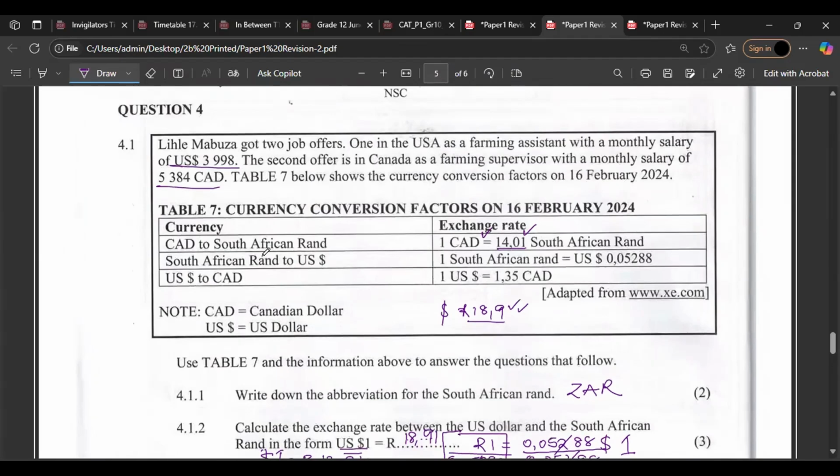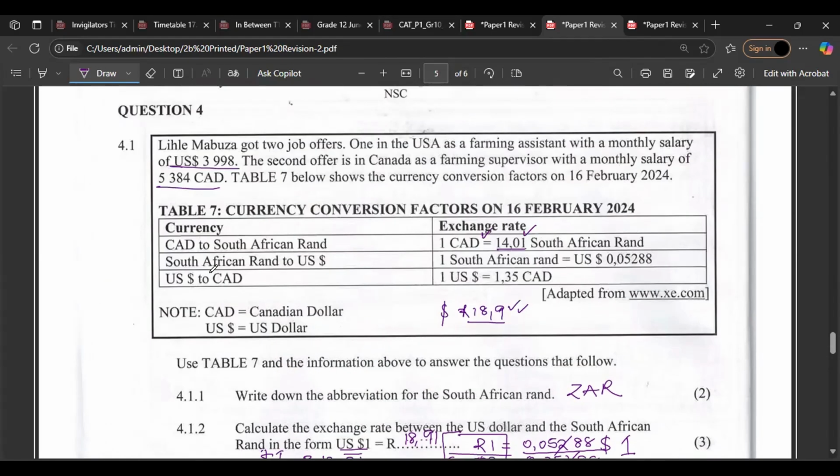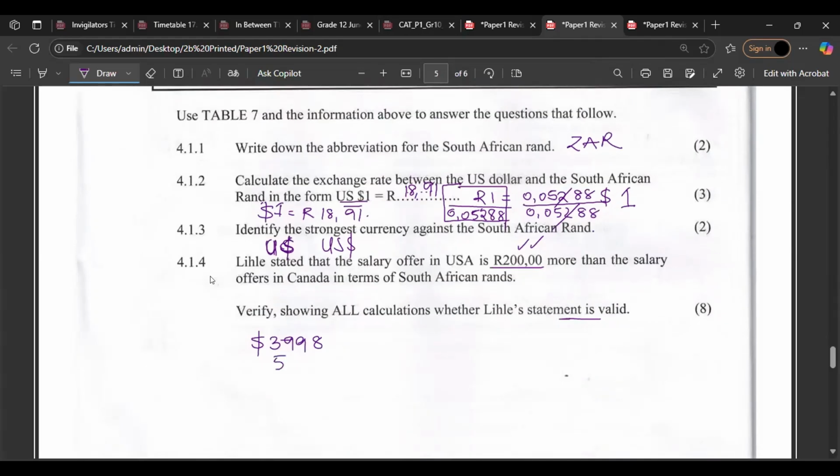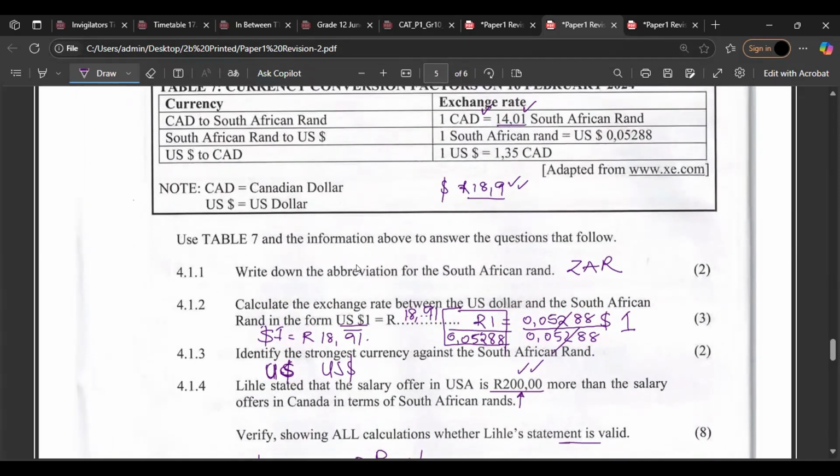So on top we have 3998. And we have 5,384. These are the Canadian dollars. We have to change them to Rands, all of them. Why do I need to change them to Rands? Because the conversion I need to get is in what? Rands. Let's go up and we see they have already told us. Remember here the conversion, it's 1 Rand equals this much dollars.